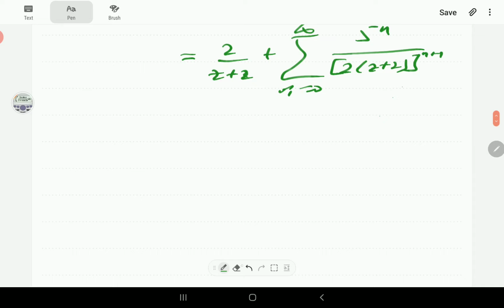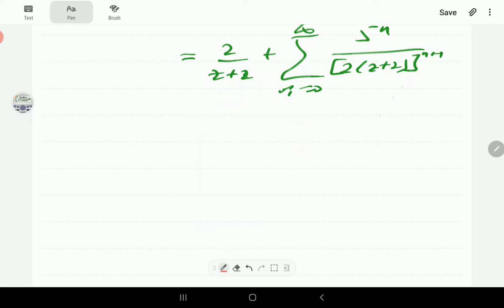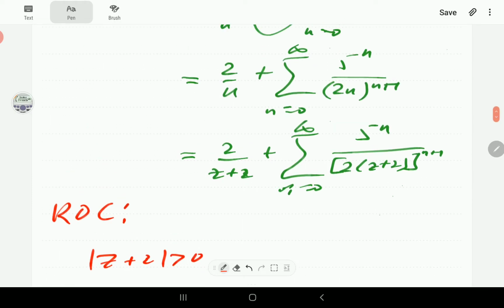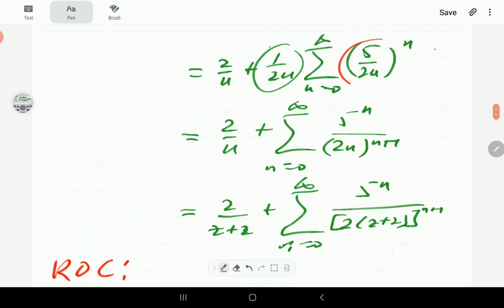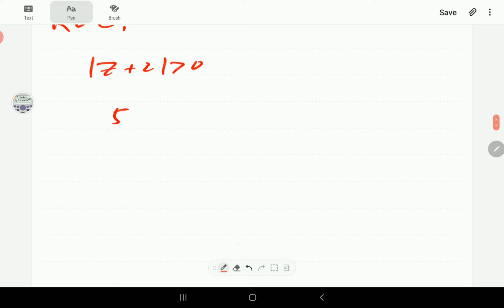So remember again, this first term here is going to be good enough whenever z plus 2 is greater than 0, as demonstrated earlier. This second one is going to be good whenever magnitude of that is less than 1. So 5 over 2u, magnitude of that is less than 1.